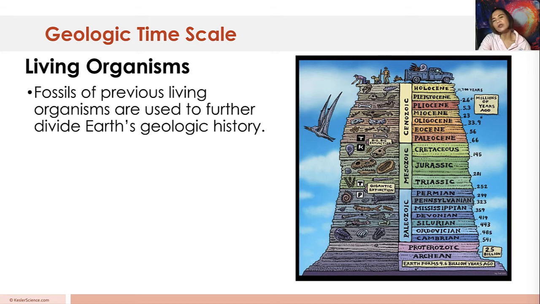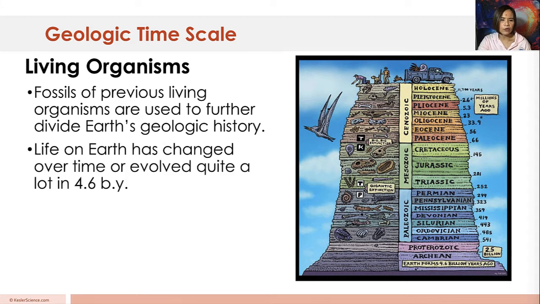Now, fossils of previous living organisms are used to further divide Earth's geologic history. As you can see here in this diagram, the layers of rocks can reveal what is buried underneath that died at a certain era. Okay, and as you can see here, from Paleozoic all the way up, these different fossils could actually help in identifying when these organisms appeared over time.